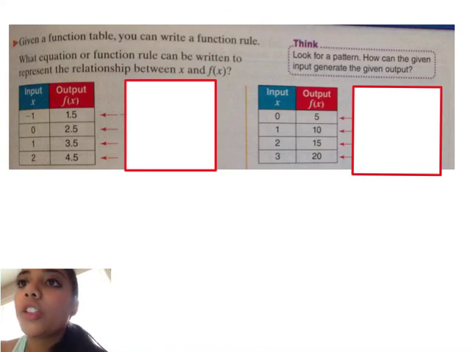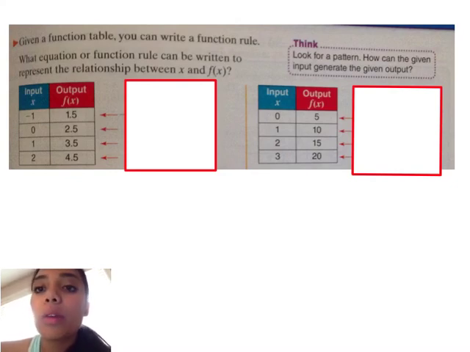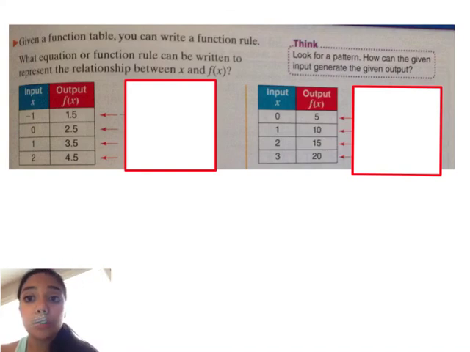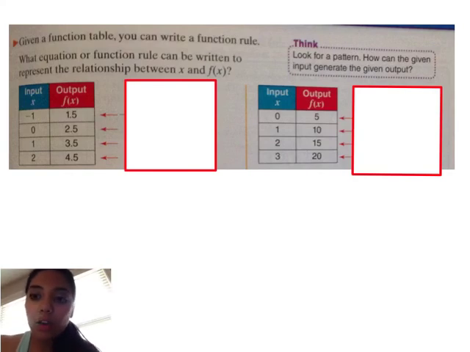Okay, given a function table, you can write a function rule. What equation or function rule can be written to represent the relationship between x and f of x? And let me remind you, f of x is just equal to y. So a coordinate would be (x, f of x), or (x, y).